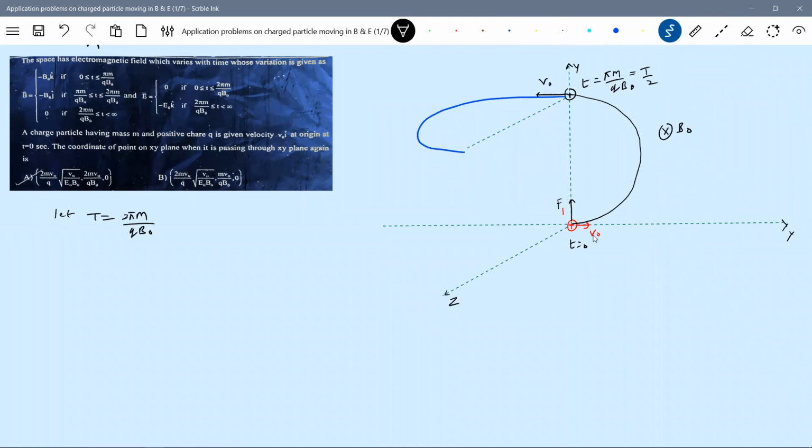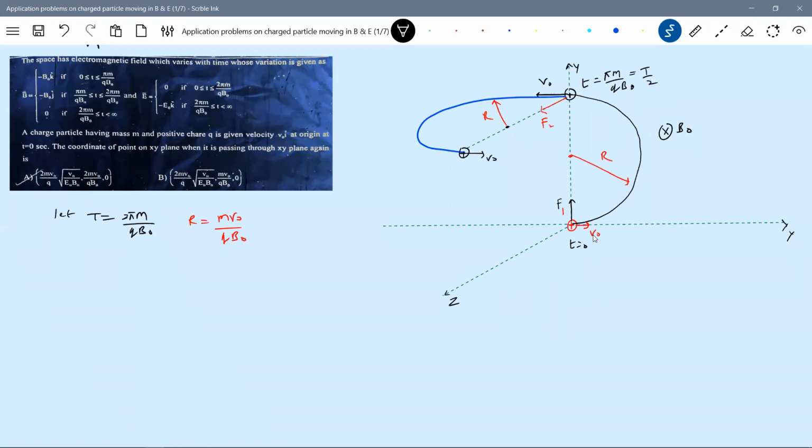These are rough diagrams. Students have to develop that thinking ability. This will be the direction of force acting on the particle. So this will be the radius r. What is r? r is equal to m v naught by q B naught.